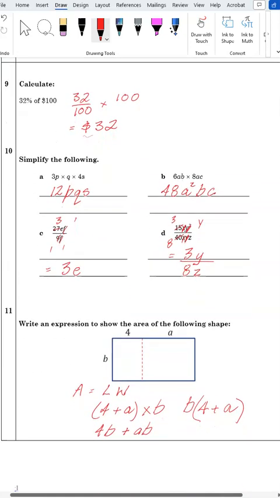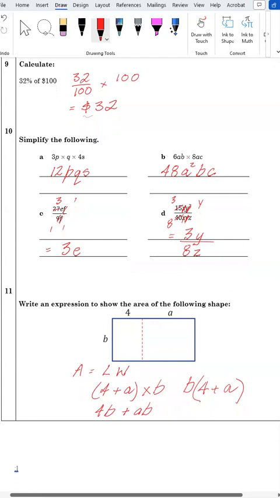This one here, 12PQS. Here, you're multiplying 6 8s are 48, A squared, and BC. Here you cancel out the Fs. 9 goes into this, and it goes into 27 3 times. So you're left with 3E.